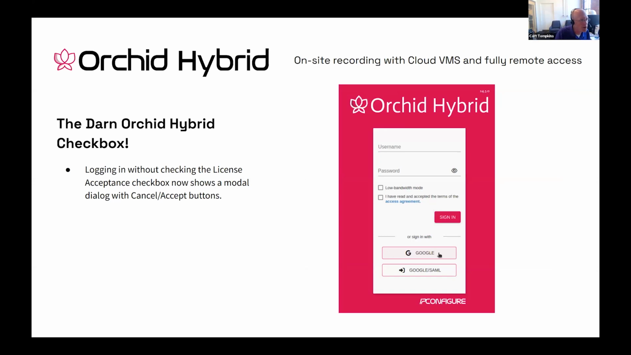The next small quality of life improvement is about that darn Orchid Hybrid checkbox. For Orchid Hybrid customers, we do have an access agreement that our lawyers tell us we need to include, and there's a checkbox that you have to check before you sign in. Before 24.3, the sign-in button would be disabled if the checkbox weren't checked. That hung up some users, folks who thought that perhaps the system wasn't working right because the sign-in box wouldn't let them sign in. You can now just click that button. If you haven't checked the checkbox, you'll get a pop-up which will ask you to review and accept the agreement. So small thing, but it makes Orchid a little bit easier.